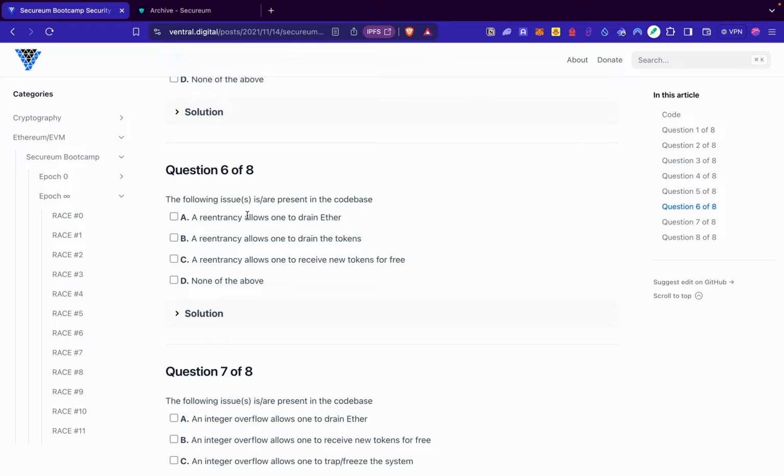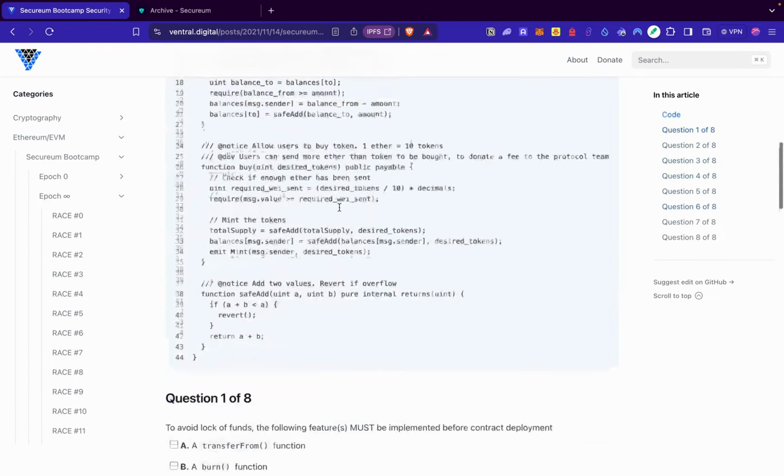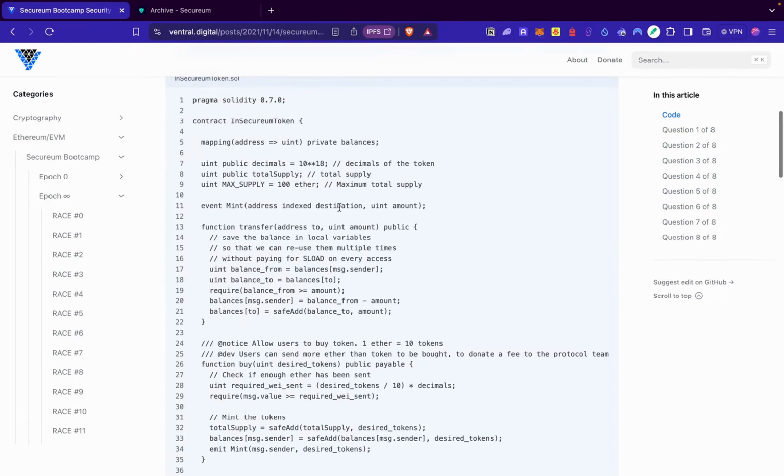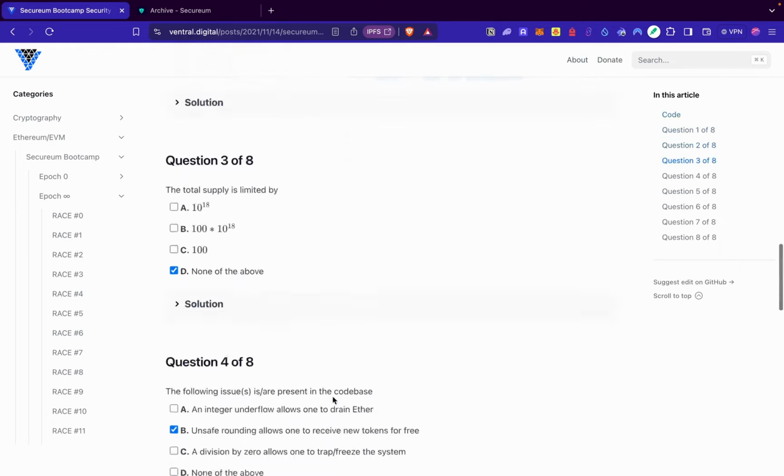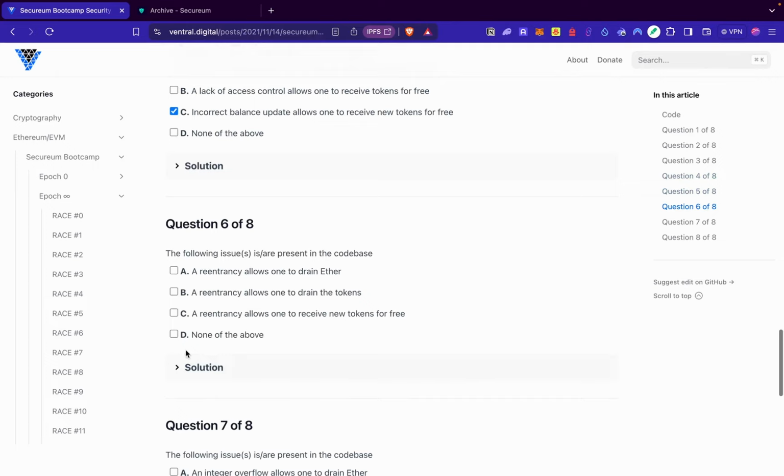And since we are talking about reentrancy, first let's check if reentrancy is possible in this contract or not. For reentrancy to happen, you need to be making some external calls, and we are not doing that anywhere in this contract. So reentrancy cannot happen. So the correct option is none of the above.